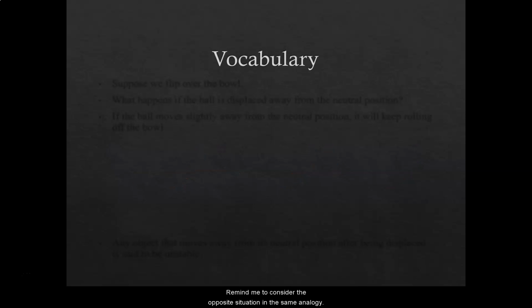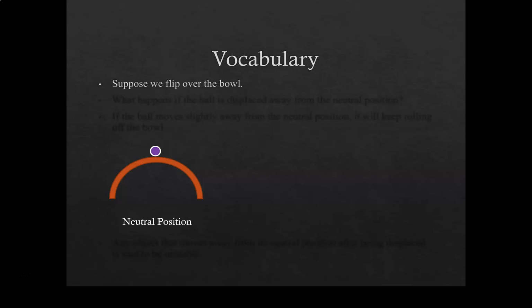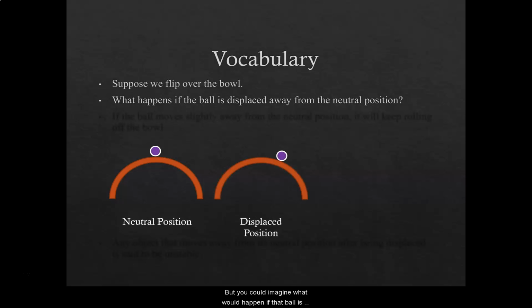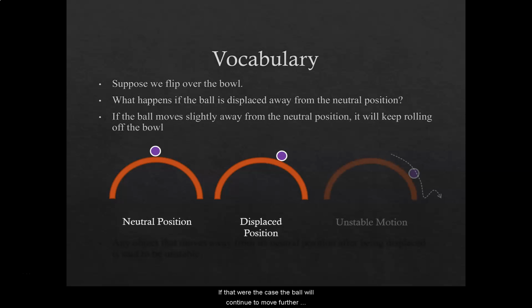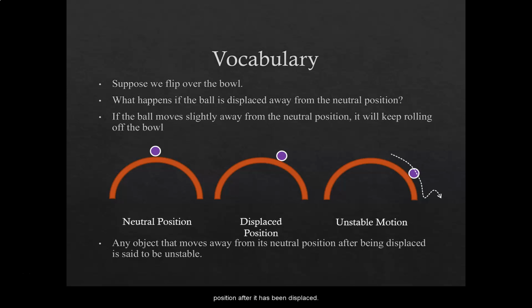So if we wanted to consider the opposite situation in this same analogy, the way we would do that is we would take the bowl and flip it over. If we did that, then the neutral position would be where the ball is on the top of the bowl. But you can imagine what would happen if that ball is displaced even slightly away from the neutral position. If that were the case, the ball will continue to move further away from the neutral position and roll off of the bowl. And anytime an object moves away from its neutral position after it has been displaced, that is said to be an unstable object. So stability is the tendency to return to a neutral position, and instability is the tendency to move away from that neutral position.